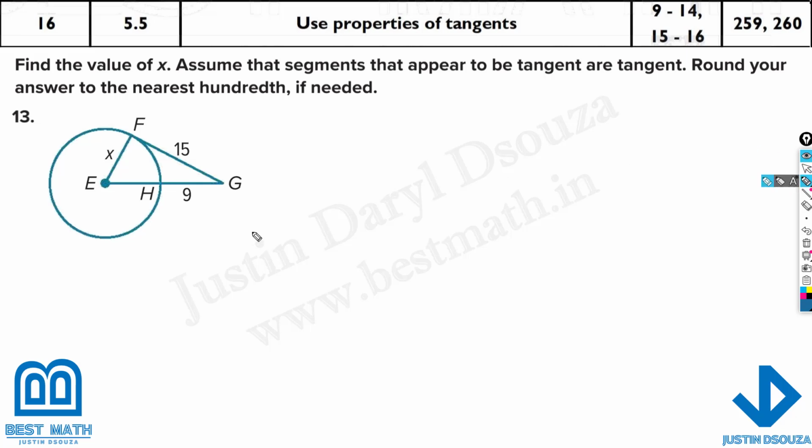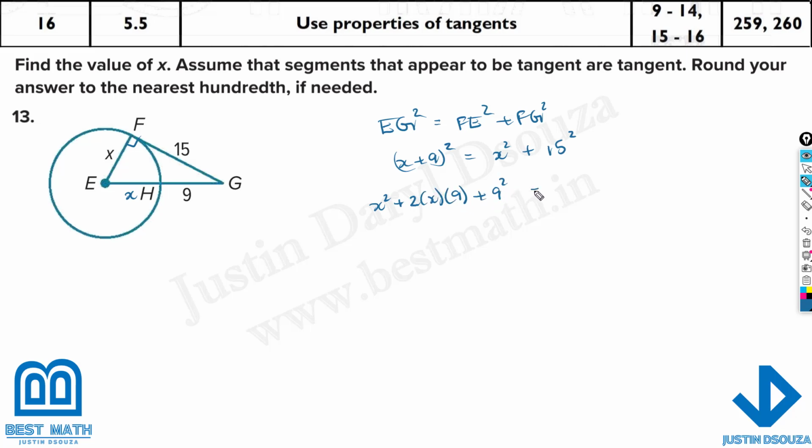Another problem here. Now here this will be the 90 degrees. So the hypotenuse is EG the whole squared equals FE squared plus FG squared. You can write this as EF squared or GF squared, it's fine. And then what do we know? This is x. So I'm going to write x plus 9 the whole squared. That is equal to FE is x squared again plus FG is 15 squared. Here it's going to be the first term squared plus 2 times x times 9 plus 9 squared. That is equal to x squared plus 15 squared.